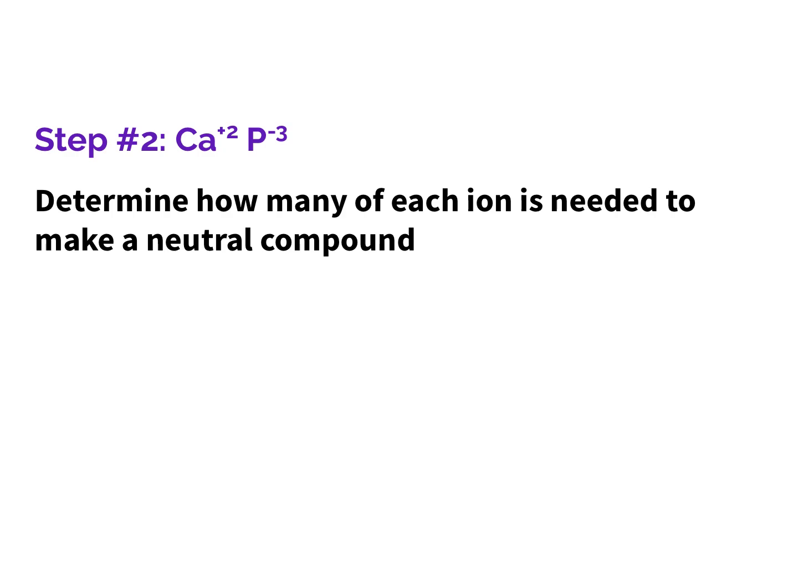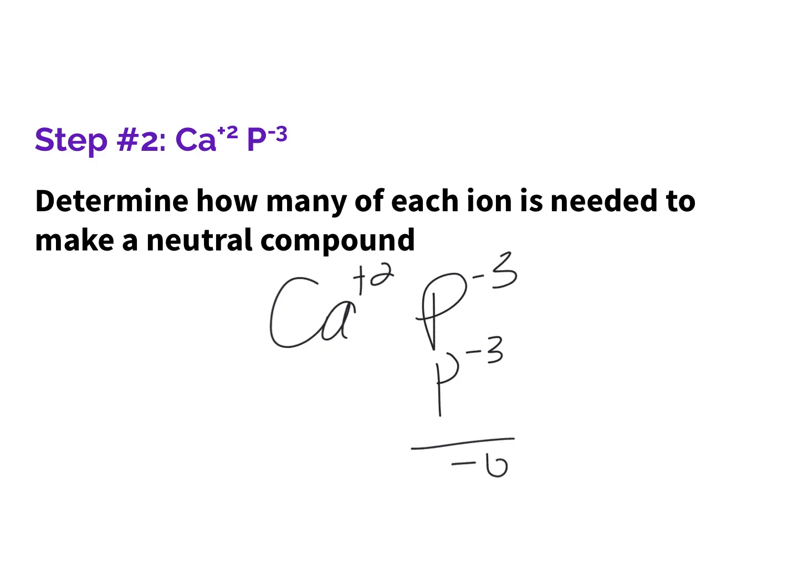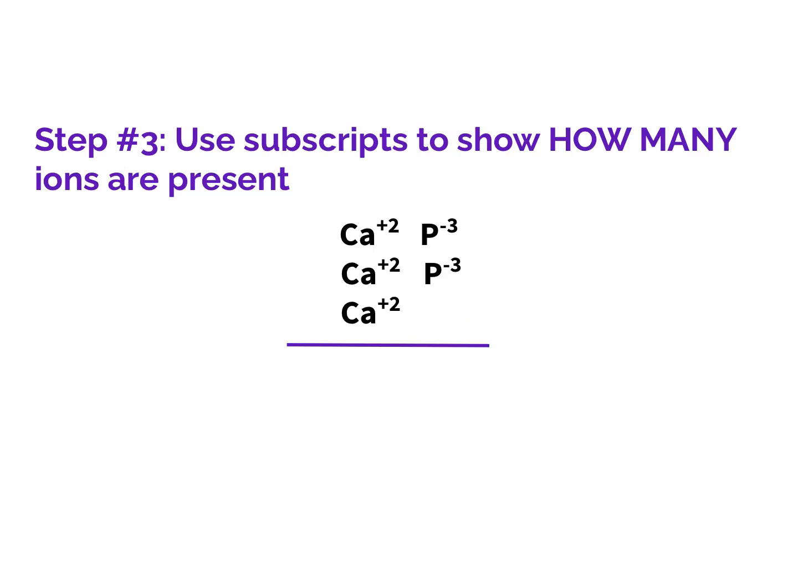Our next step is to determine how many of each ion is needed to make that a neutral compound. So we have Ca +2 and P -3. We talked about anytime you have that 2-3 split, you're going to go ahead and get them to 6. So we're going to add a -3 charge to have -6. We're going to add 2 more calciums. That's going to give us a +6 overall charge. Then we're going to go ahead and use subscripts to show how many ions are present. So we have Ca3P2.